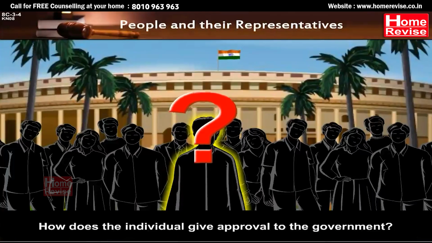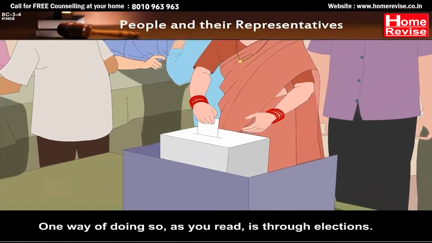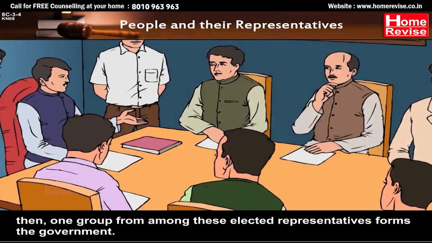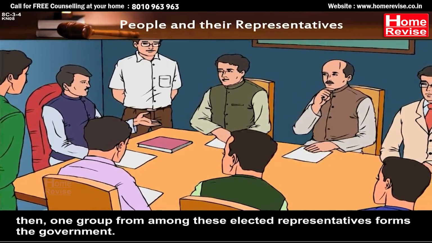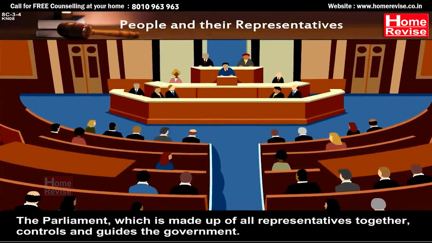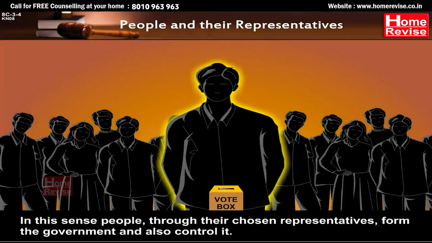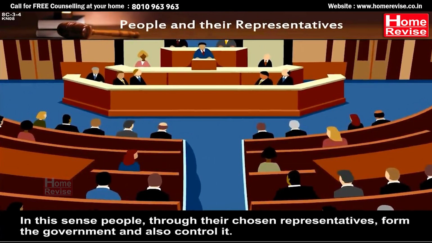How does the individual give approval to the government? One way of doing so, as you read, is through elections. People would elect their representatives to the Parliament. Then, one group from among these elected representatives forms the government. The Parliament, which is made up of all representatives together, controls and guides the government. In this sense, people, through their chosen representatives, form the government and also control it.